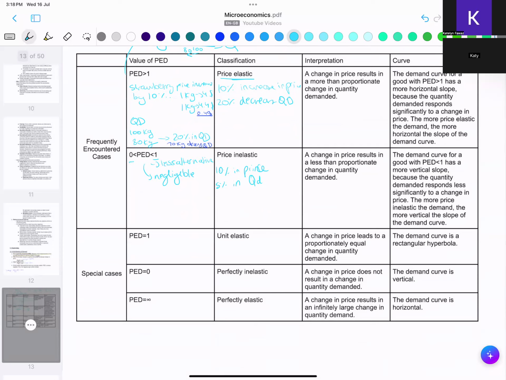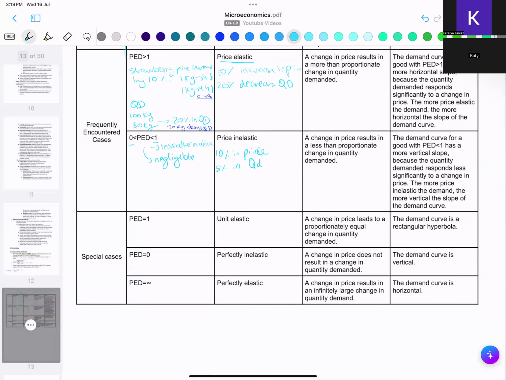So you have when the PED is equal to 1, unit elastic. What does this mean? This means that the percentage change in price is the exact same as the percentage change in quantity demanded. So the quantity demanded changes as much as the price changes. So let's say there's a 10% increase in the price, there's going to be a 10% increase in the quantity demanded. And this is why the graph in this case is basically a sort of parabola. Why? Because it's the exact same changes. Literally, it's the exact same.